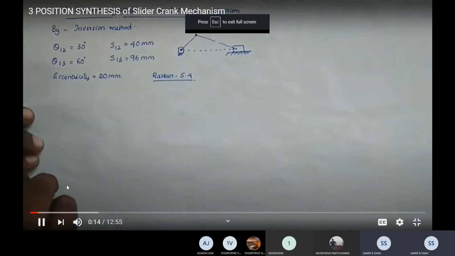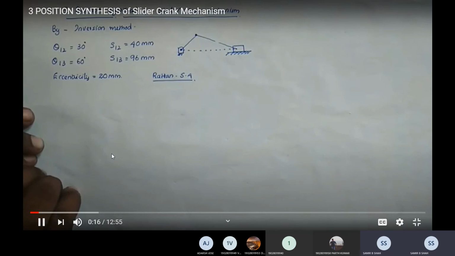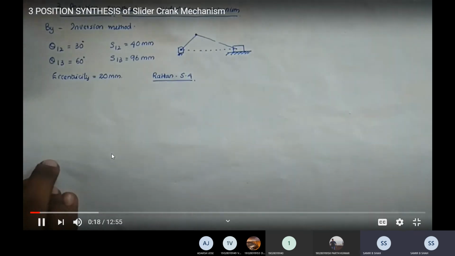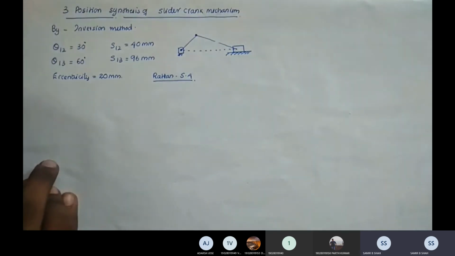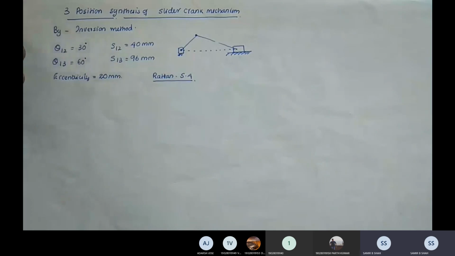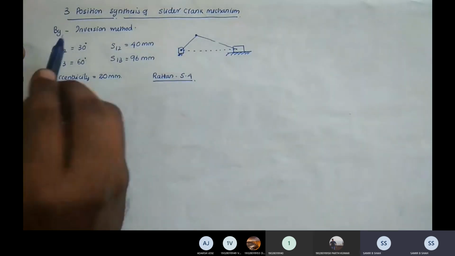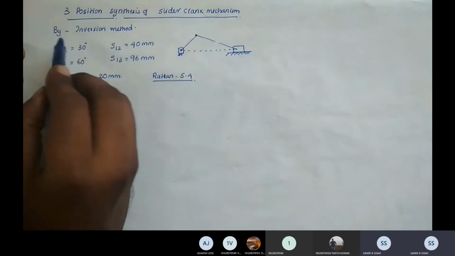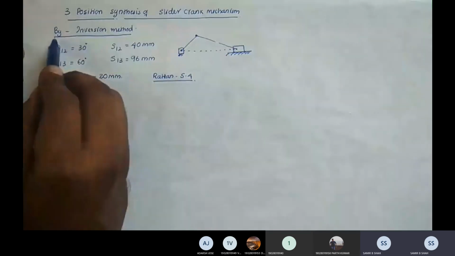In this approach, please go to part one, which I already explained, that means the three position synthesis for the four bar mechanism in the first lecture. In this lecture we are going to see how to design a slider crank mechanism by the graphical approach. Here I am going to teach the synthesis of mechanism using the inversion method approach.